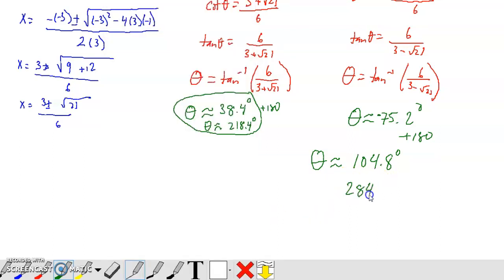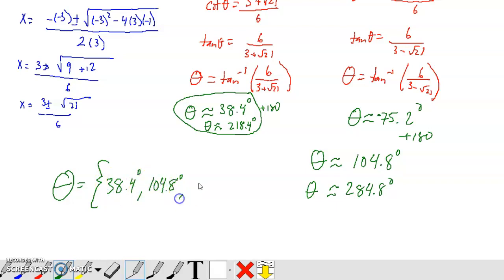284.8 degrees. If I add another 180, I know I'm outside of my range, just like if I added another 180 right here. So my whole answer, all of my thetas, could possibly be 38.4 degrees, 104.8 degrees, 218.4 degrees, and 284.8 degrees.